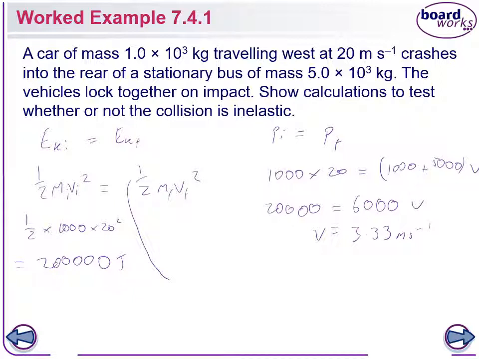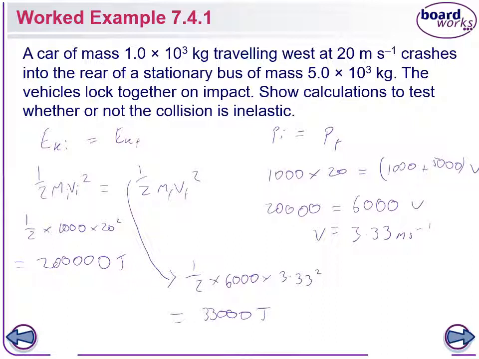So 1/2 m v squared: 1/2 multiplied by the mass of both of them after the collision. They've come together, so the mass of the overall object is now 6,000, the 5,000 plus the 1,000, multiplied by 3.33 squared. If all goes well, that should be less than what we're expecting. So it's about 33,000 joules, to a couple of significant figures.